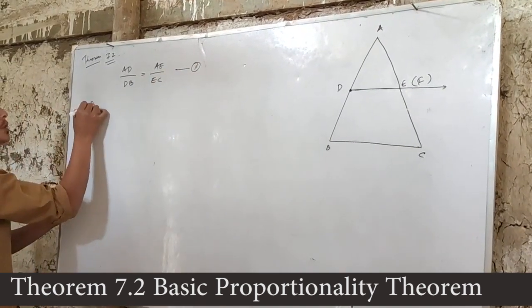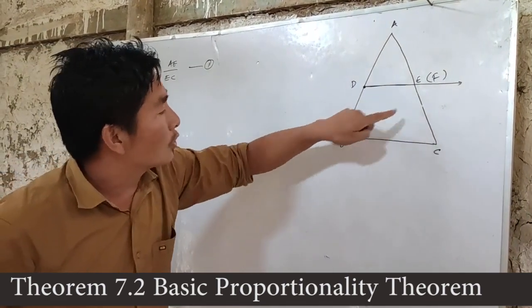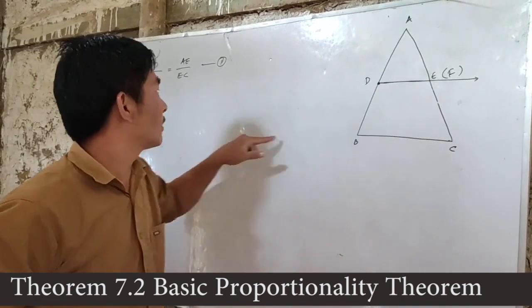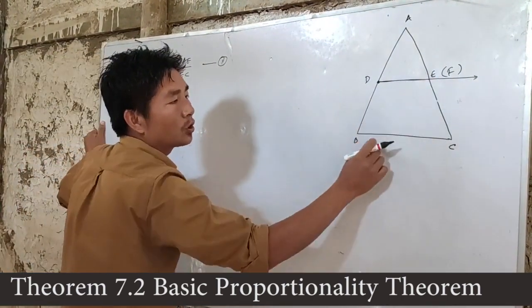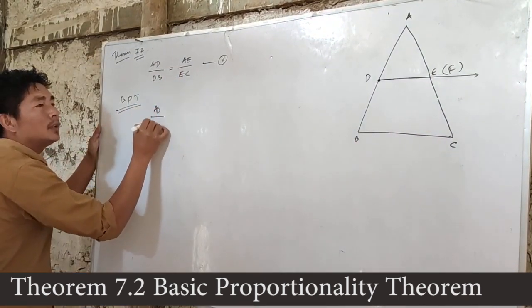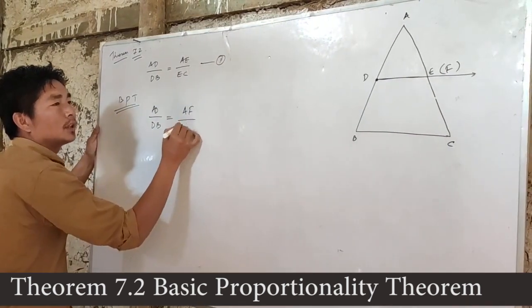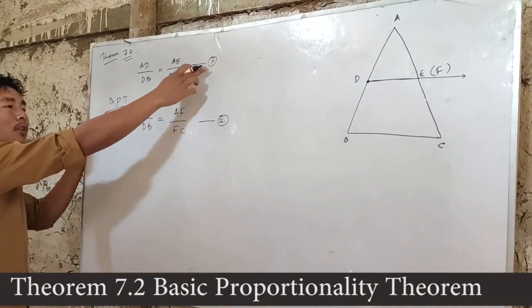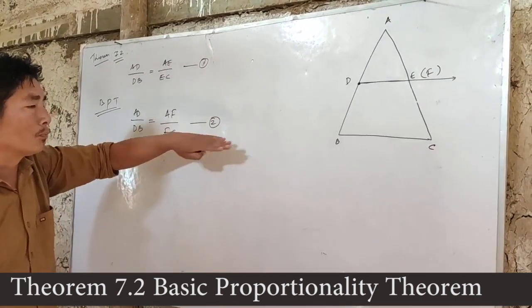Now by the basic proportionality theorem, let's call it BPT in short, if a line is drawn parallel to one side of a triangle, then it divides the other two sides in the same ratio. So since DF is drawn parallel to BC, we get AD divided by DB is equal to AF divided by FC. Let's call this equation 2. Now equation 1 is the given condition, and equation 2 is from the construction, that is DF is drawn parallel to BC.